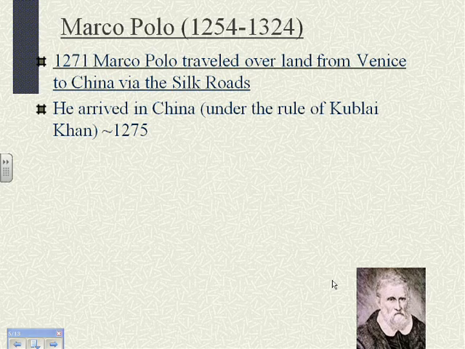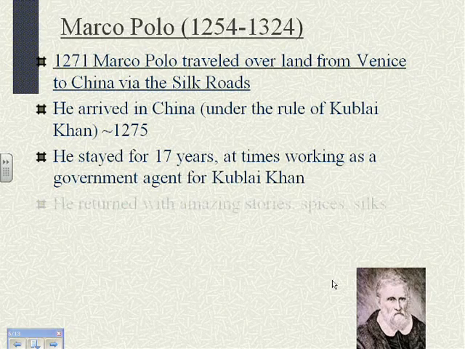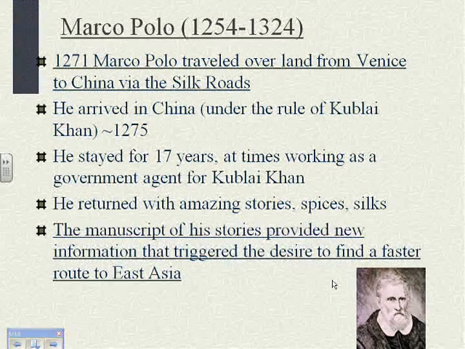So you can see there's a 4-year difference between when he left Italy and when they think he made it to China. He stayed in China for 17 years, and at times he worked for Kublai Khan as a government agent. And when he came back, he had his wonderful writings and stories that were published. He had all these spices and silks and wonderful things that everybody absolutely loved in Europe. He became very famous for his adventures there. His manuscript provided new information that really triggered a desire to find a faster route to East Asia, because more people in Europe wanted more of these things that he brought back.